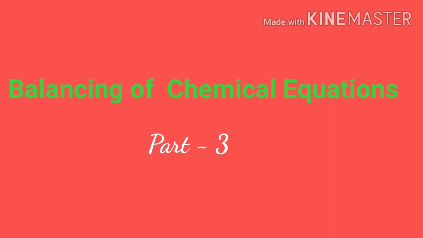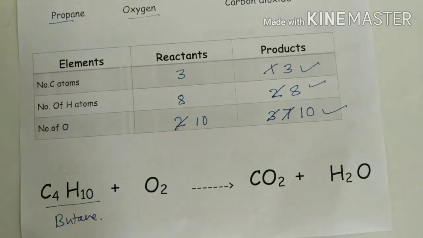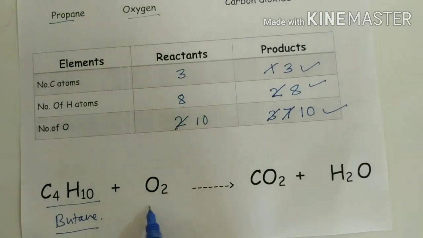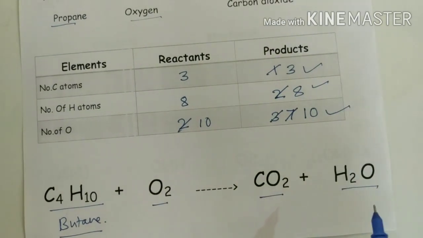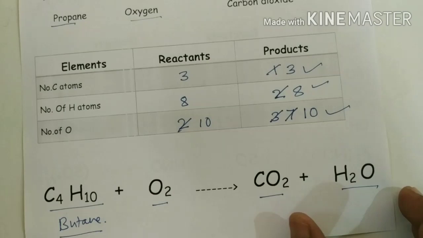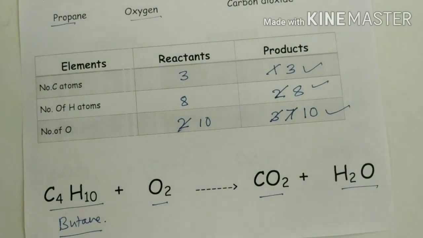In this video, we are going to discuss balancing of chemical equations by taking a few more examples. The first one is butane. That is your LPG content, large in quantity, that is butane. When butane burns, combining with oxygen, it forms carbon dioxide and water, the same combustion reaction. Now we are going to write how to balance this type of chemical equation.